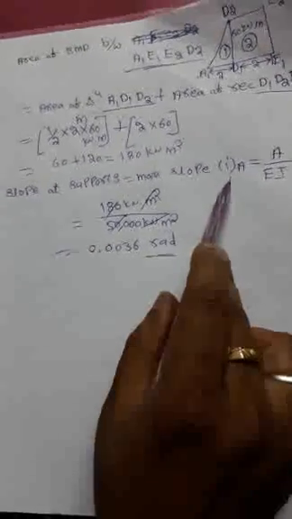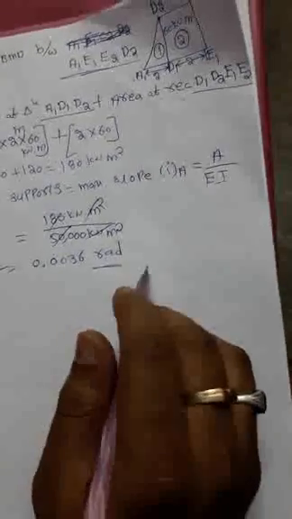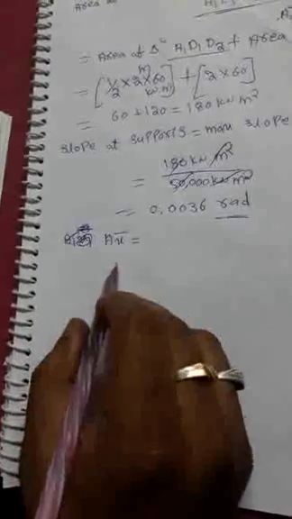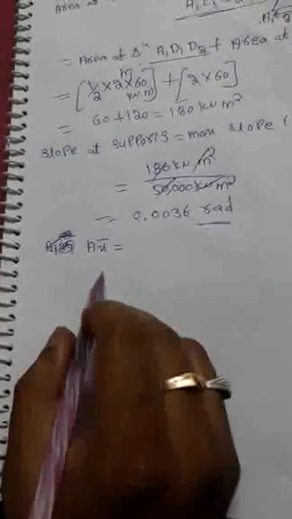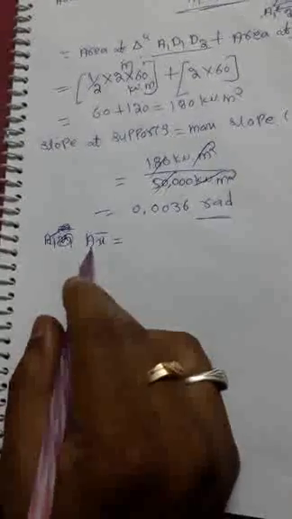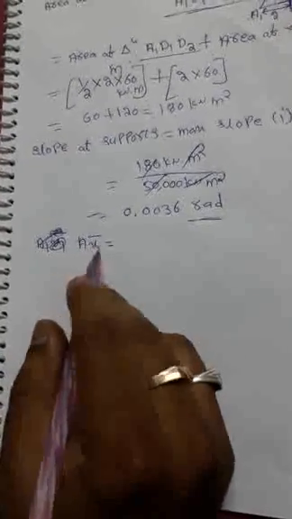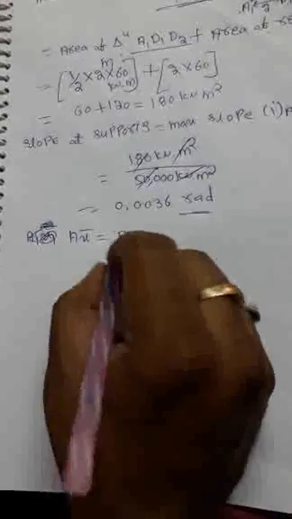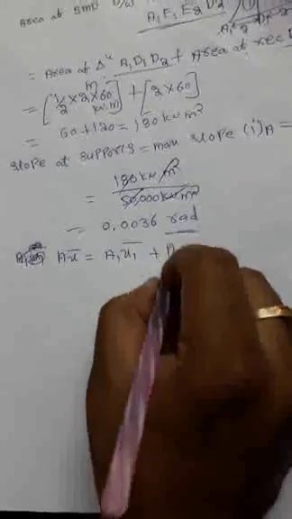The slope we have already found, and after that we are going to find the maximum deflection also. For that deflection we require AX bar. Why? Because in the deflection formula it is AX bar by EI. So we find AX bar separately. The AX bar formula is A1 x1 bar plus A2 x2 bar.